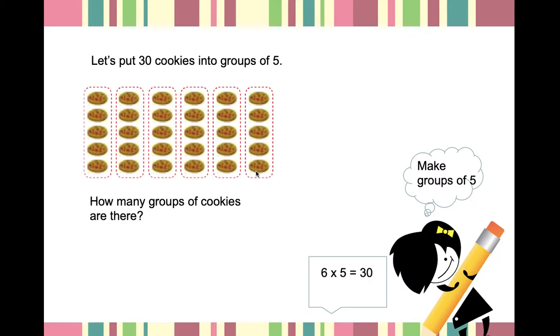So we can write this as 6 groups. I'm going to write 6 here first, and in each group we have 5, that is 1, 2, 3, 4, 5. So I'm putting 5 here. So 6 groups of 5, that is 6 times 5 equals 30 cookies.